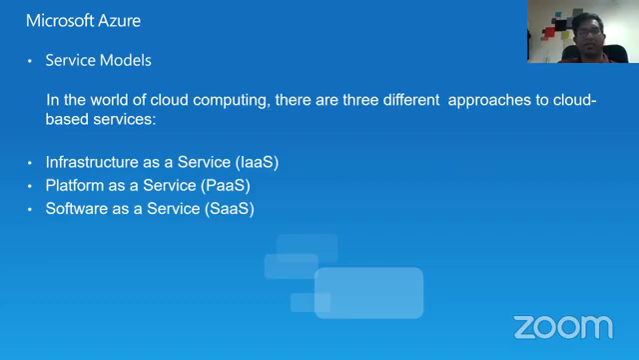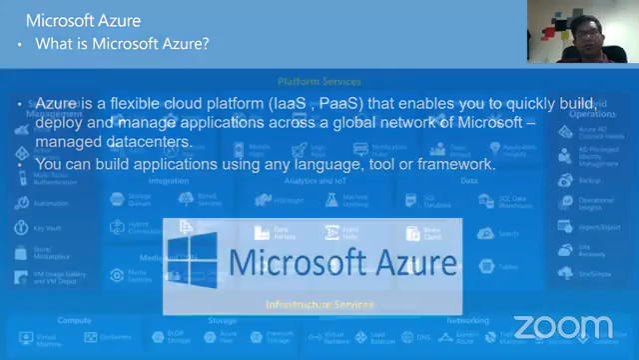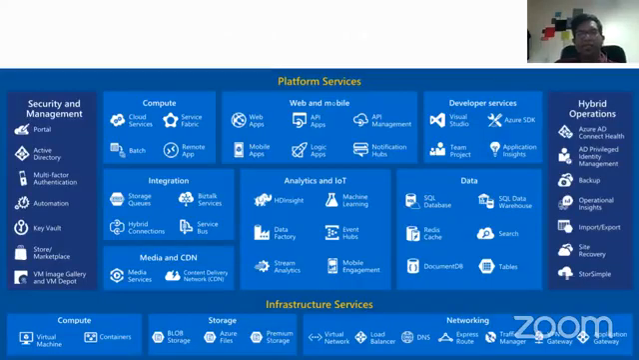We already covered infrastructure as a service, platform as a service, and software as a service. These are the models basically. And what is Azure? We already discussed: it's a cloud platform. It offers all three offerings, infrastructure, platform, and software as a service. All these offerings will be covered in Azure. So these are basically the portfolio for Azure.